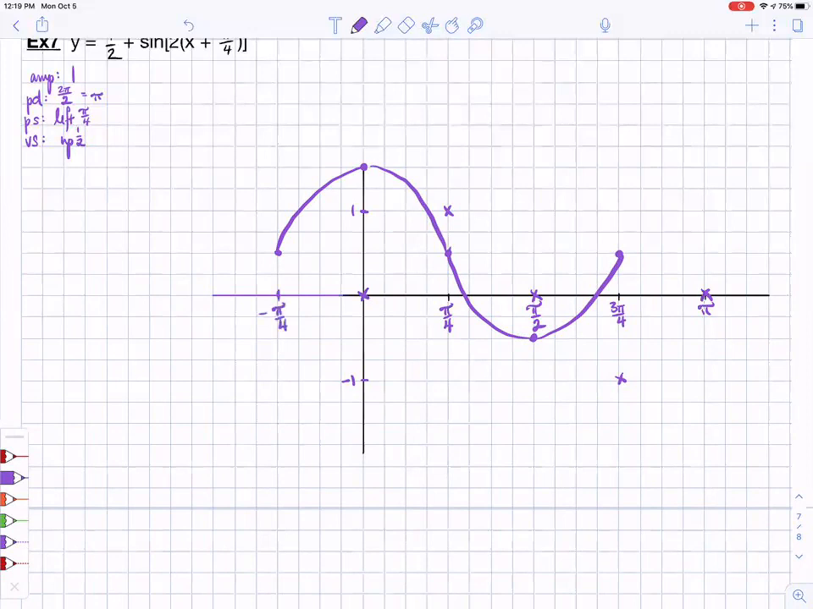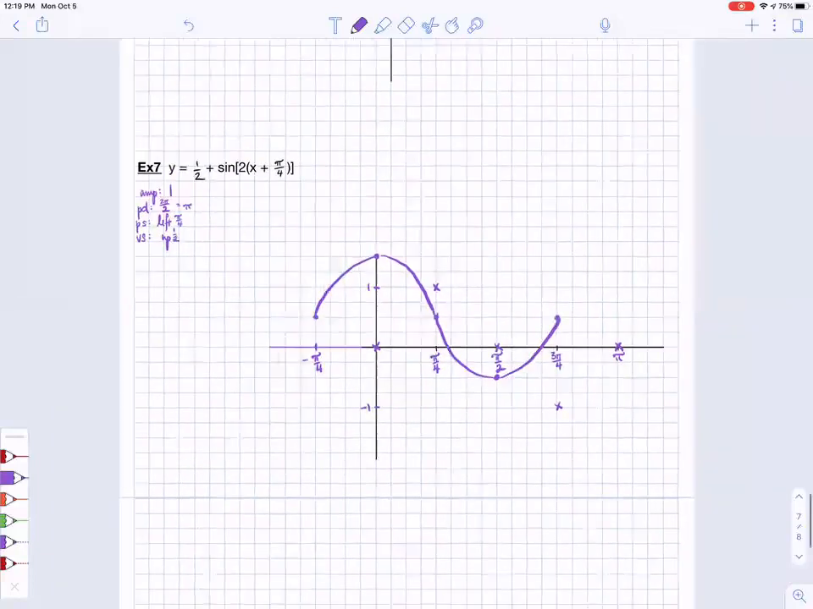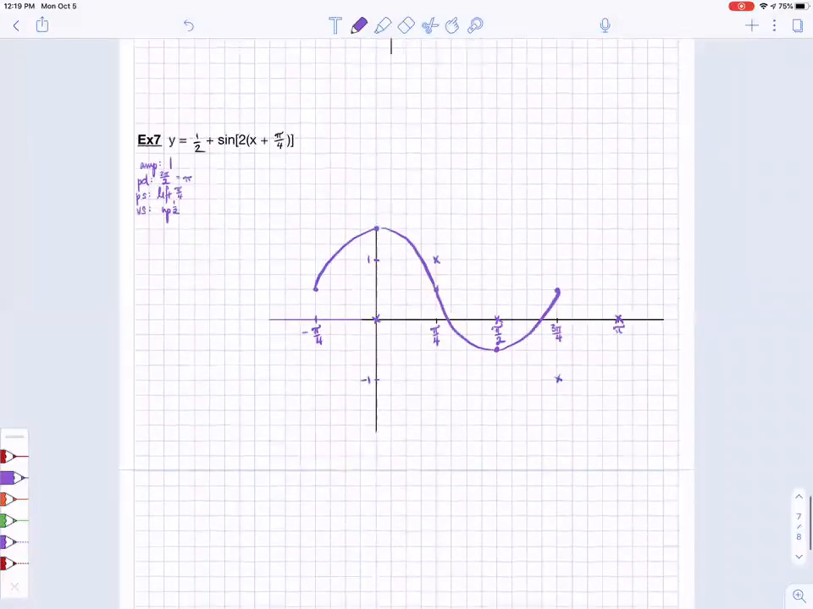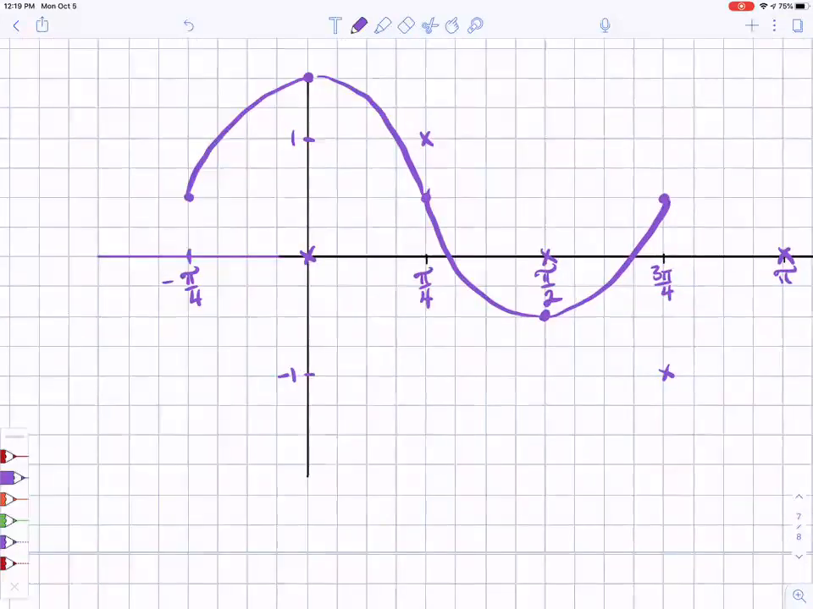If you had been asked for the range on this one, what would the range have been? Negative 1/2 to 1.5, or 3/2, is the same thing. 1.5 is the same thing.